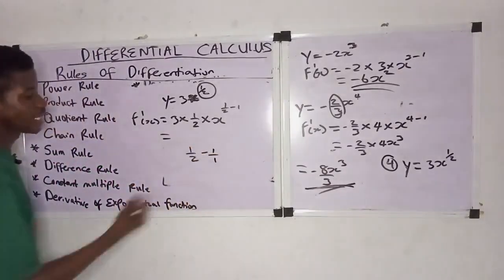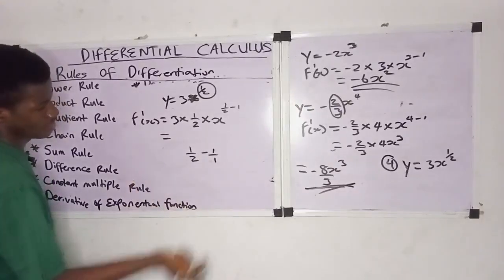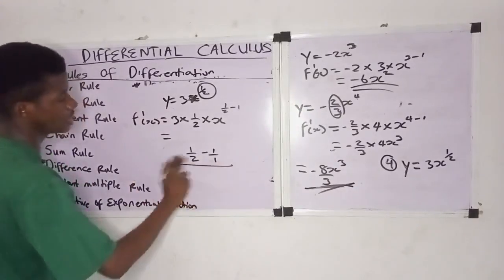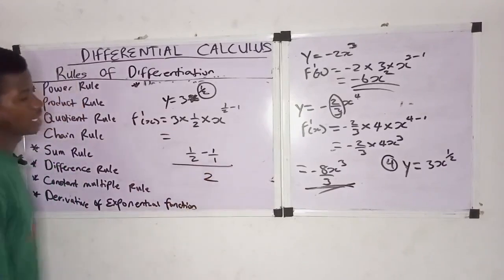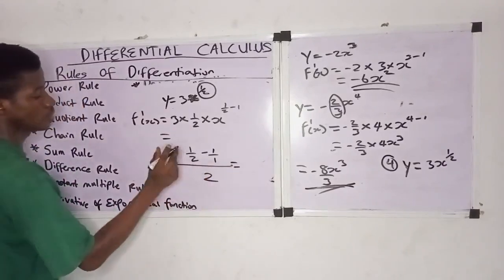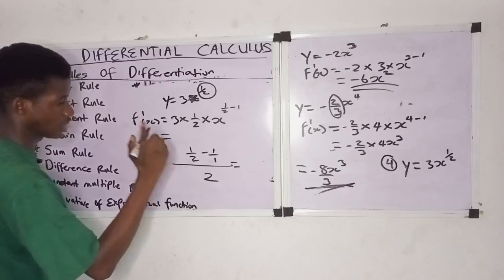Okay, so let's continue. What is the LCM of everything here? The LCM of everything here is 2, right? Yes, so equals to 2 divided by 2 gives us 1, right?